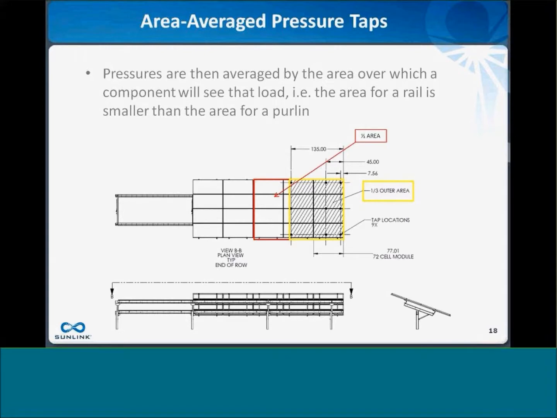And the pressures that are gathered at each data point are then area averaged. So what we're looking at is for a rail, which is supporting a module, that's seeing a much smaller area of load, and so it's more susceptible to the effects of localized gusts. And so we're averaging the pressures over a smaller area and then applying that load to a rail, whereas a purlin, which is spanning between posts, is taking load over a larger area. So it's a bit less susceptible to localized gusts. And so we're averaging the area that the pressure taps are measuring for a larger area for the purlin type component.